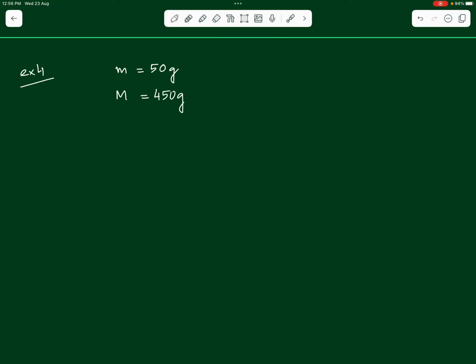So what is the situation? We have a bob of a pendulum like this, which is hanging from a certain support, and a bullet comes and hits this bob from below. The masses of both the bullet and the bob are given to us.